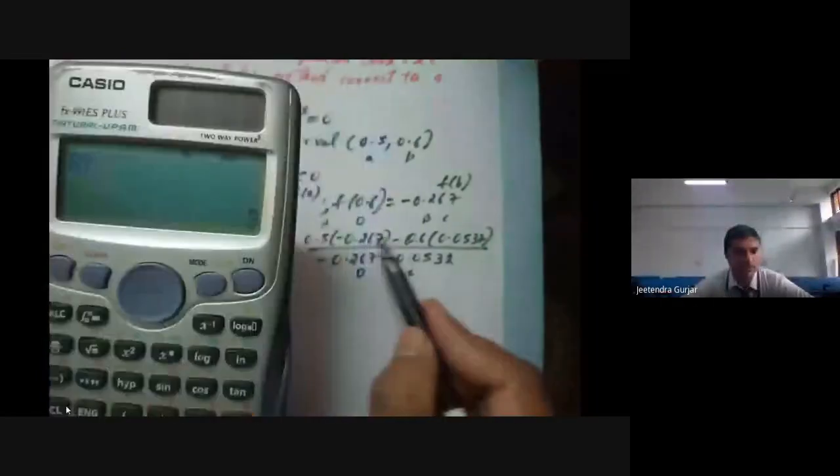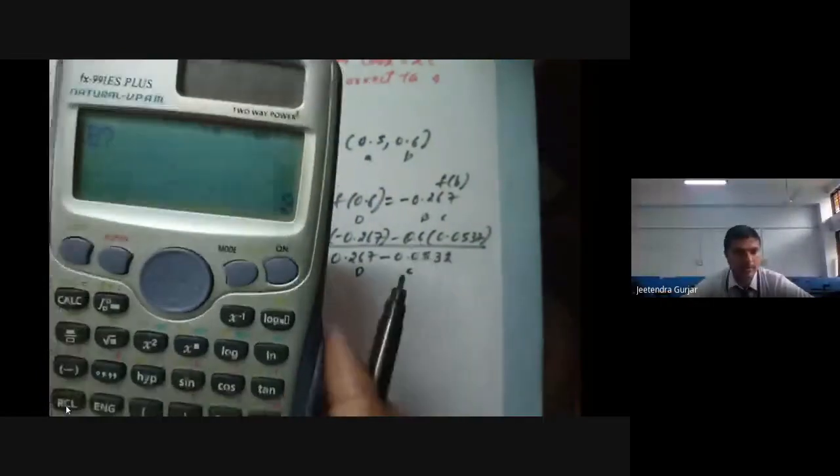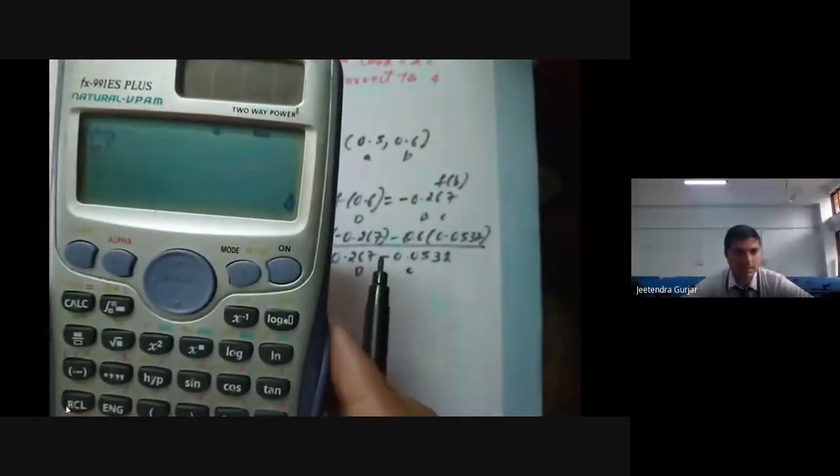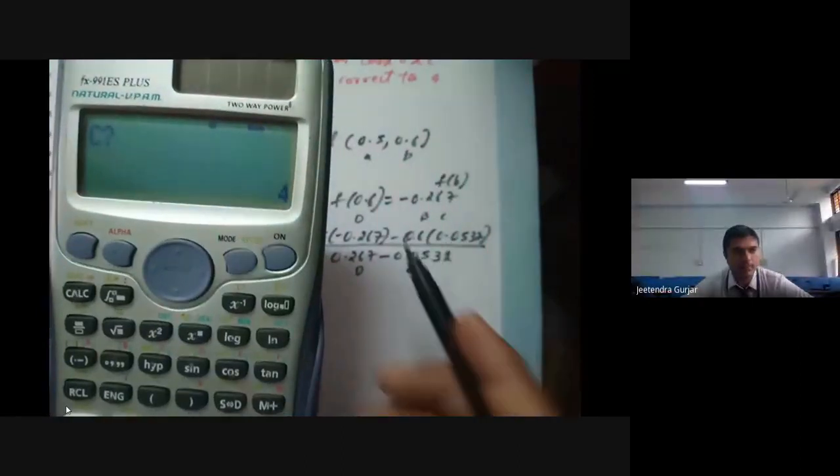Fine. Then B. What is B? It is 0.6. Just type 0.6. Next, it is going to ask C. What is C? 0.0532. Type 0.0532 and equal to. Directly you will get the value.